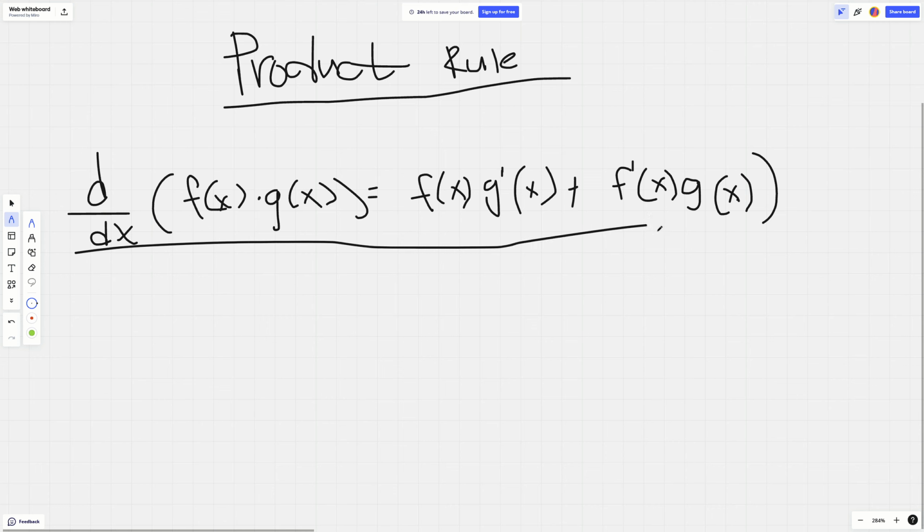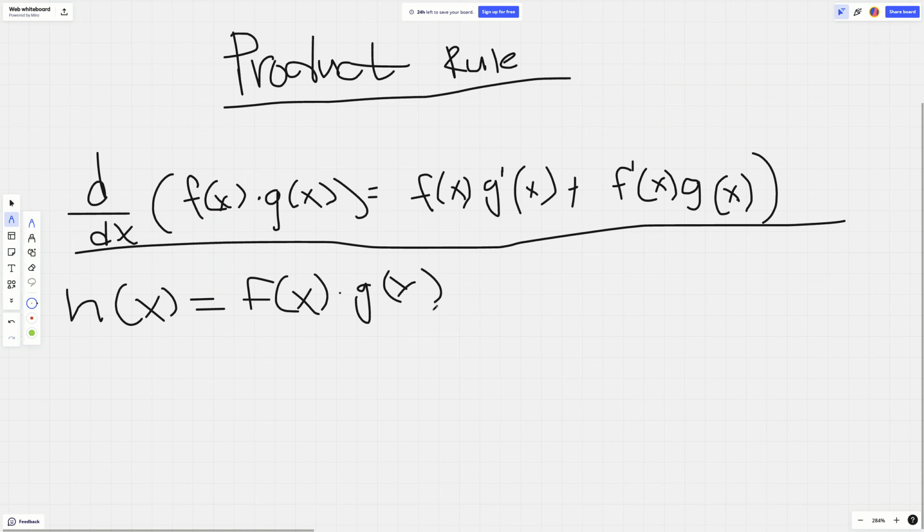Now let's take this and apply it to our examples. Let's say we have h of x, and it's equal to f of x times g of x, where f of x and g of x are equal to x squared and, let's just say, 3x plus 4 respectively.